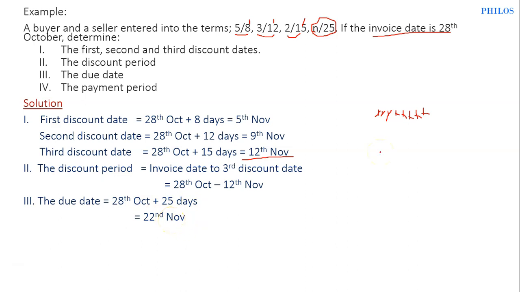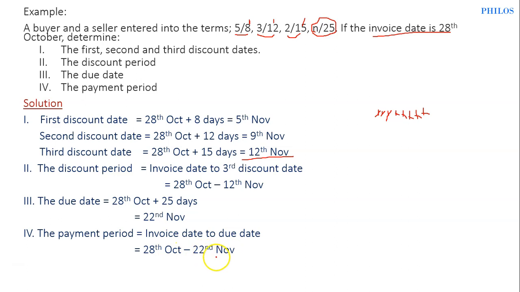You can do that by using your pencil to draw down 25 sticks, like what I did here. Then you start counting from the next day. So after 28th, you start from 29th, 30th, going. And then to get a payment period, remember we said the discount period is from the invoice date to the last discount date. But the payment period is from the invoice date to the due date. Since we know the invoice date to be 28th October, that will be 28th October to 22nd November. That's the payment period. So this is the answer to this question.